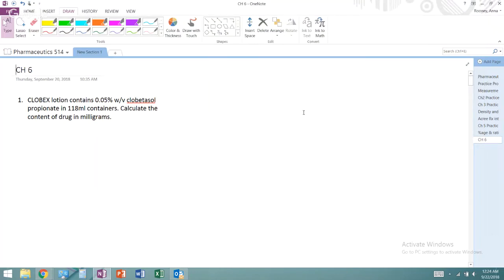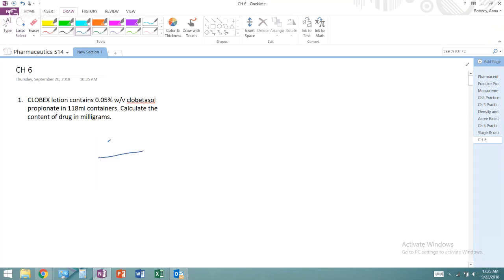All right, so we're going to go through the Chapter 6 problems. So the first problem is: a clobetasol solution contains 0.05% weight per volume clobetasol propionate in 118 milliliter containers. Calculate the content of the drug in milligrams.